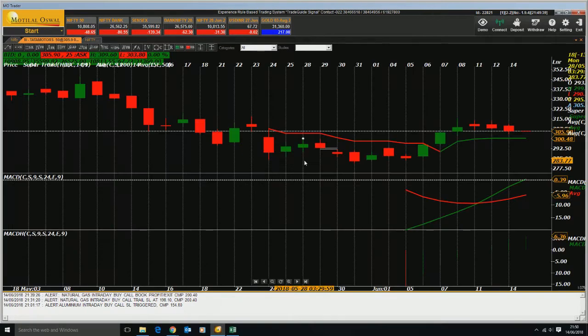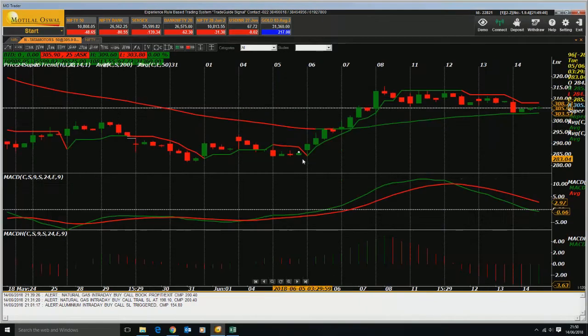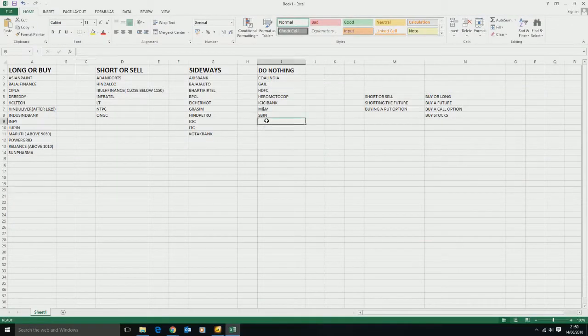Tata Motors, it's more or less in a very much sideways fashion. And if I see on 120 minutes, it's giving me a short entry, but very much sideways. So I don't do anything with the Tata Motors as per the movements, right? Once we are doing this analysis, remember, it's from today onwards how things would look like, right?